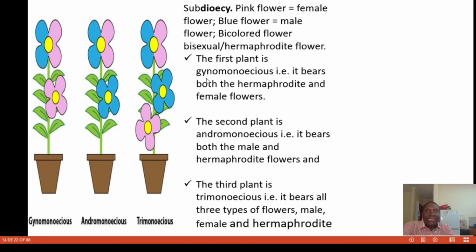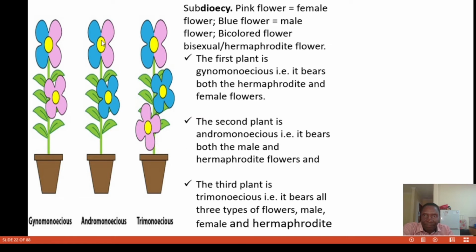The first plant is gynomonoecious. It bears both the hermaphrodite and the female flowers. The second plant is andromonoecious. Gyno, female, bearing both hermaphrodite and female flowers. Andro, like Andrew, the male, monoecious, bears both the male and the hermaphrodite flowers.